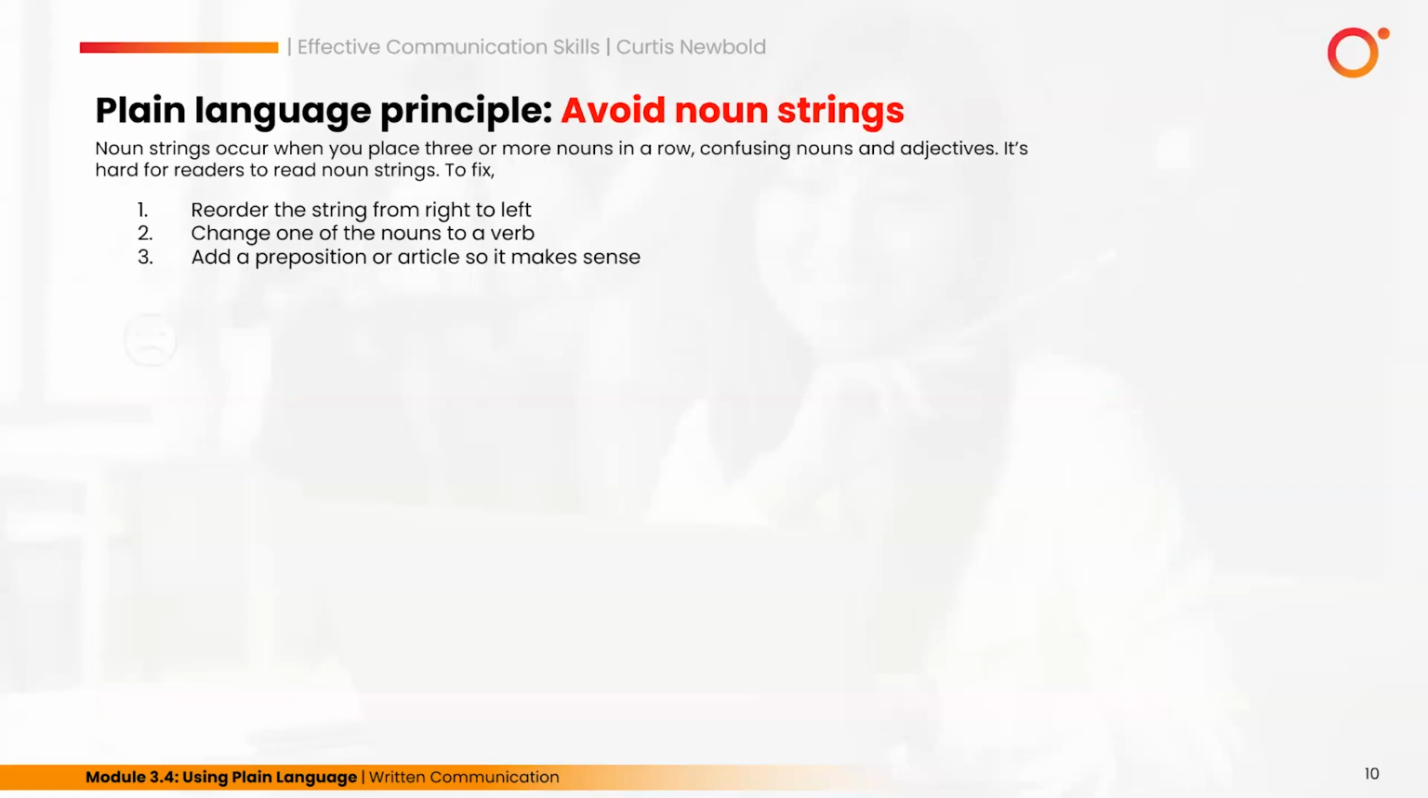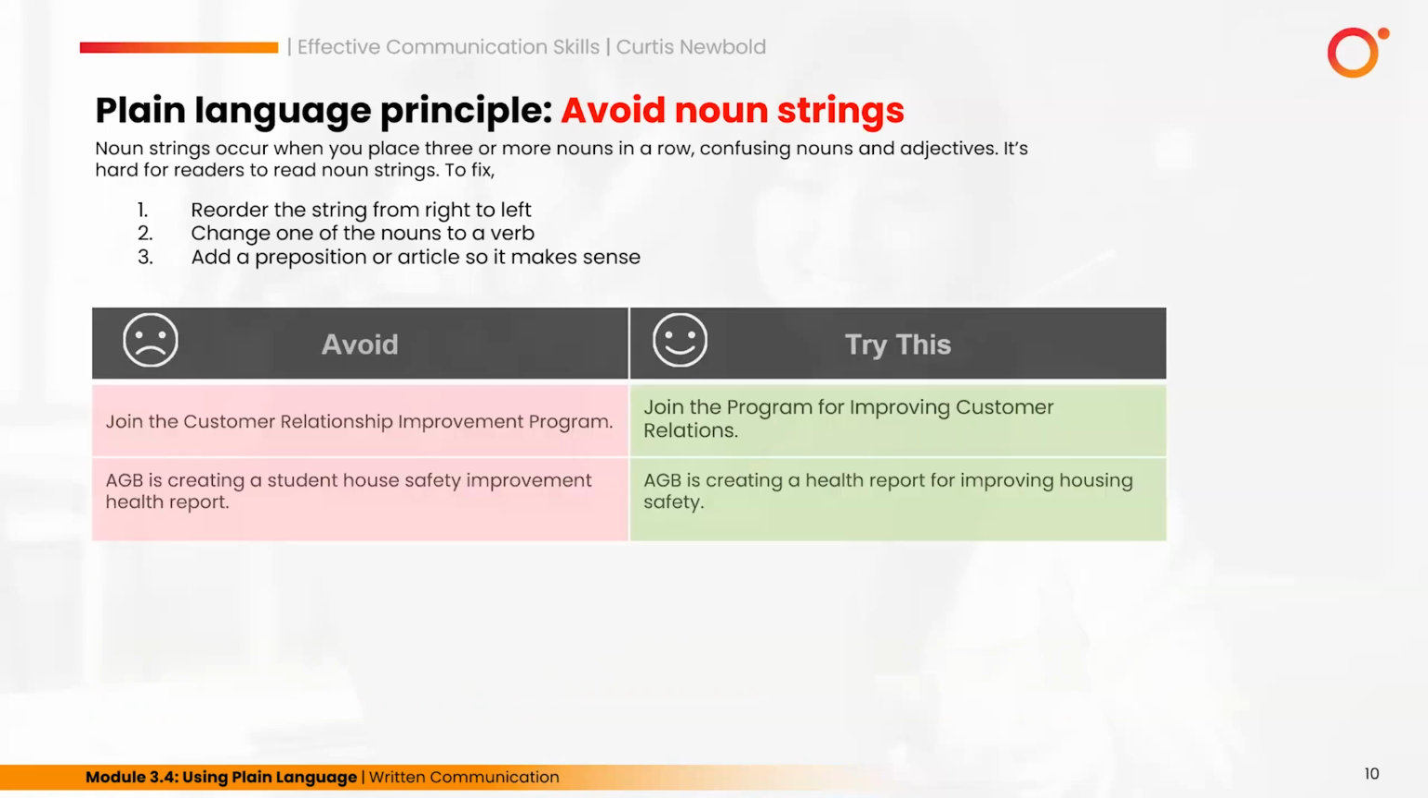All right. Another plain language principle then is to avoid noun strings. Noun strings occur when you place three or more nouns in a row, confusing nouns and adjectives. It's hard for readers to read noun strings. So to fix, you want to reorder the string from right to left, change one of the nouns to a verb, and then add a preposition or article so that it makes sense. Again, let's look at some examples.